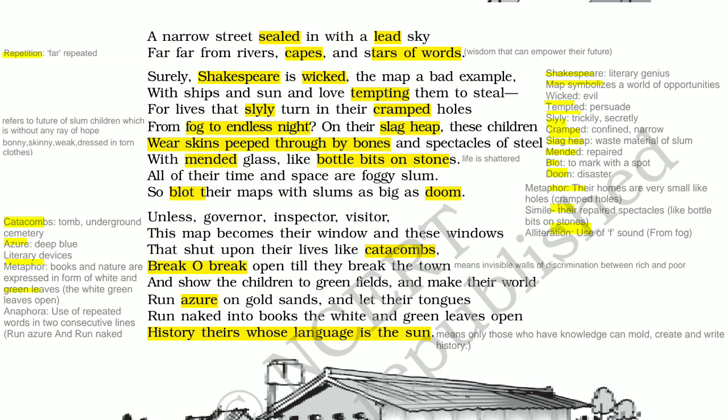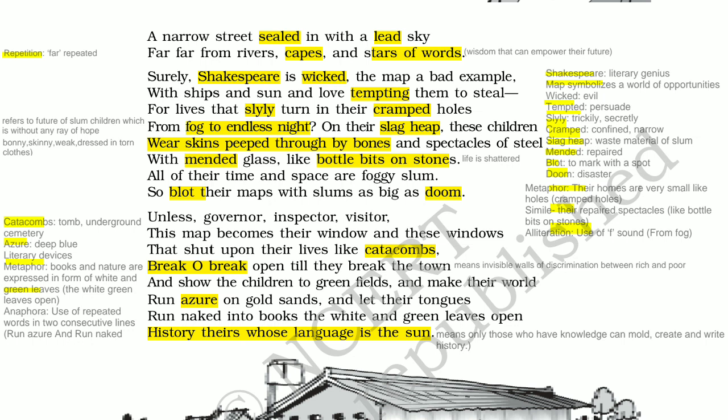All of their time and space are foggy slum. The poet says that these children are destined to live and die in the slum. So all their time, the foggy slum, comprised the world for these children. The slums are their only reality, their home where they spend their lifetime. It means the whole life is spent in these foggy slums. The time and space, space means the place where they live, it is all their foggy slum. Foggy, as I told you, means not clear. So blot their maps with slums as big as doom. The poet sees the foggy, filthy slums as big as doom because life here is worse than death.